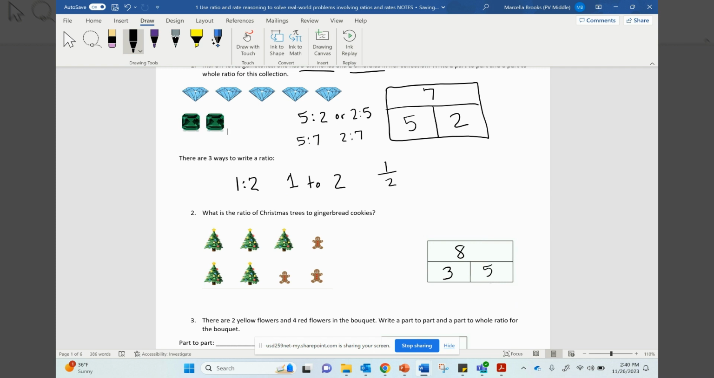So when it asks what's the ratio of Christmas trees to gingerbreads, we have to put Christmas trees first. So that means the ratio of Christmas trees is 5 to 3. 5 Christmas trees to 3 gingerbread cookies. If they had said, what's the ratio of gingerbread cookies to Christmas trees, we would have to flip that around and say 3 to 5.